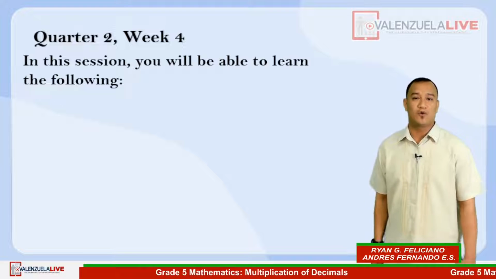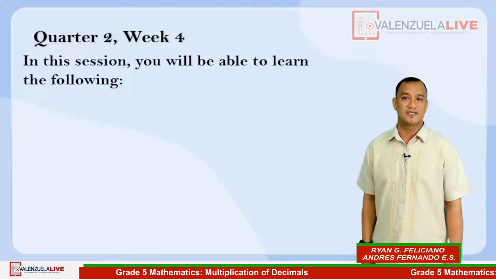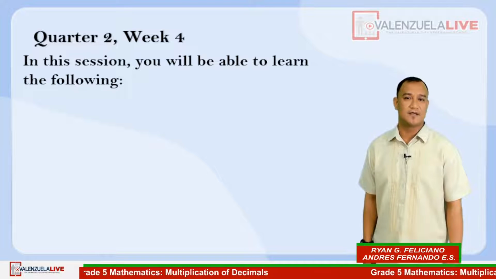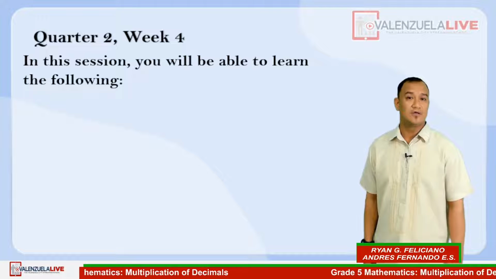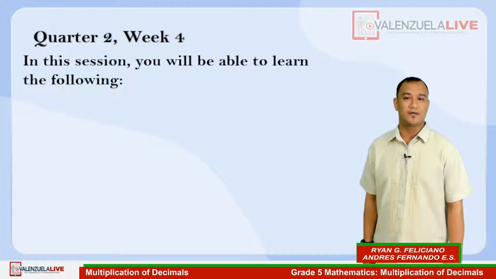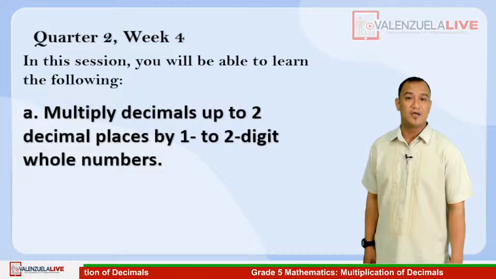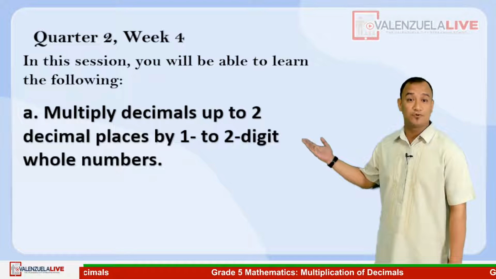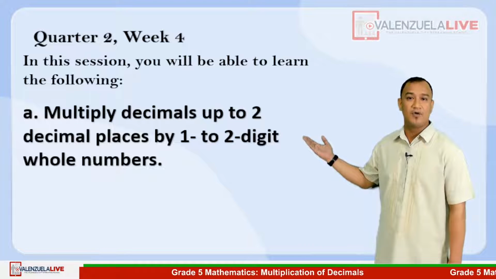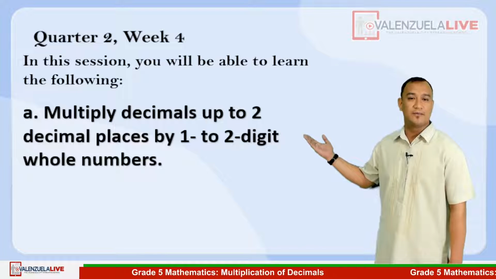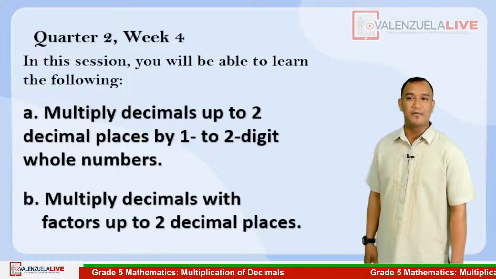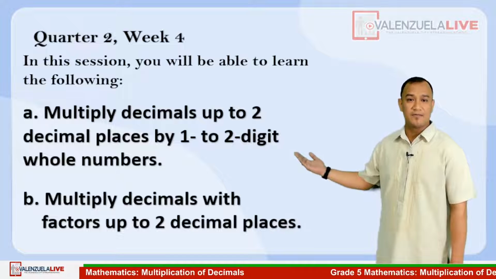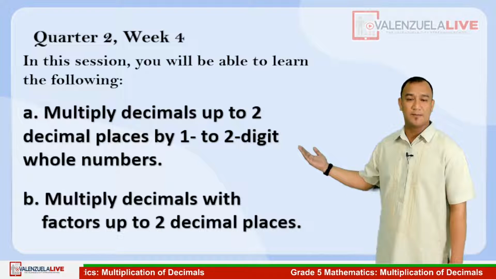We are now in our Quarter 2, Week 4 of our most essential learning competencies. In this session, you will be able to learn the following. For letter A, multiply decimals up to 2 decimal places by 1 to 2 digit whole numbers. And letter B, multiply decimals with factors up to 2 decimal places.